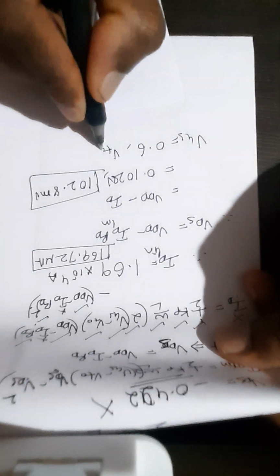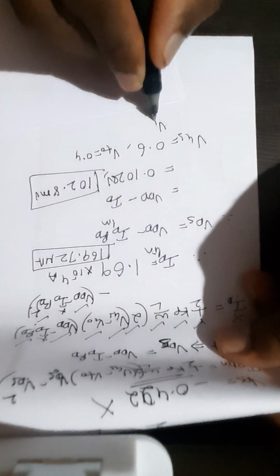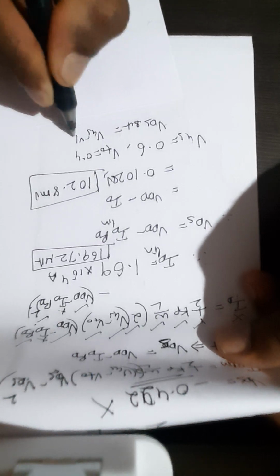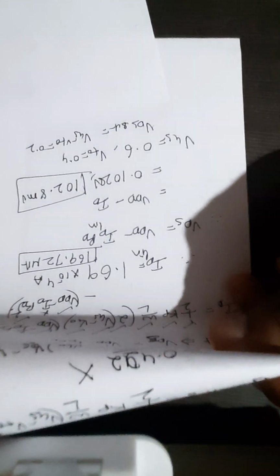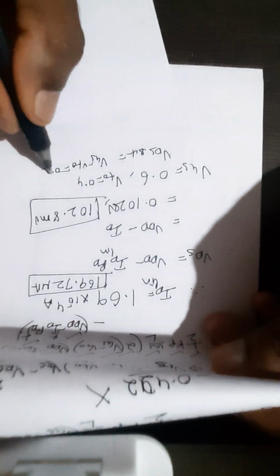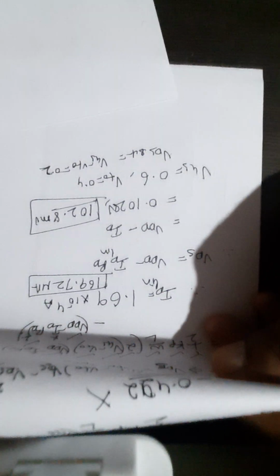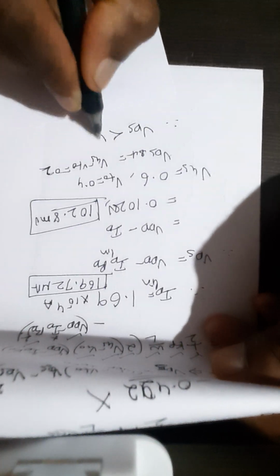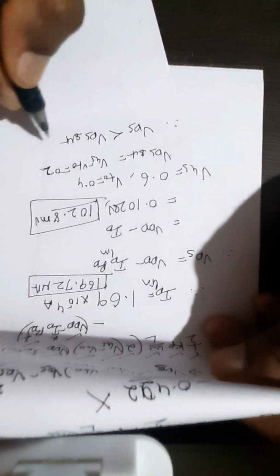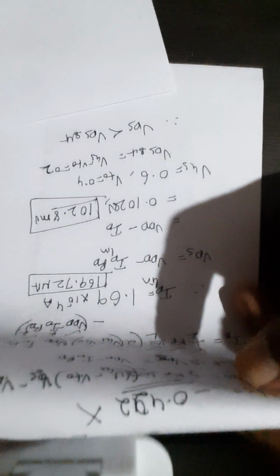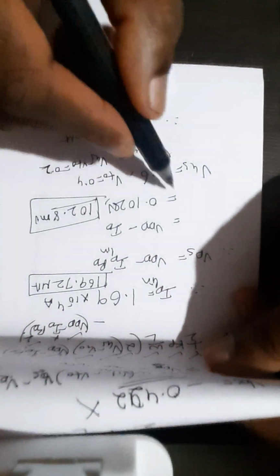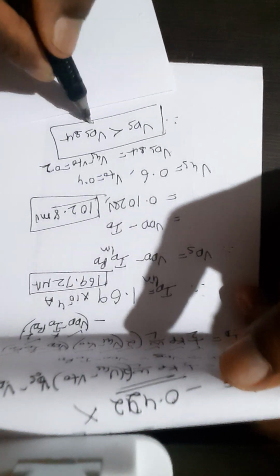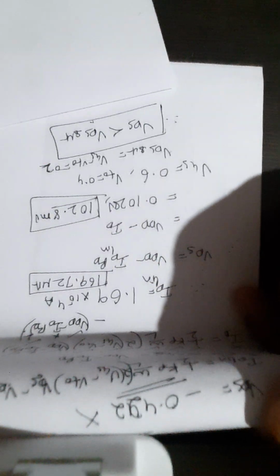So VTO is 0.4. So then VDS SAT happens to be VGS minus VTO, which happens to be 0.2. So VDS SAT is 0.2, but VDS is 0.102. Therefore, VDS is less than VDS SAT. So MOSFET is in linear region. So now we can say that since VDS is less than VDS SAT, the MOSFET is in linear region.